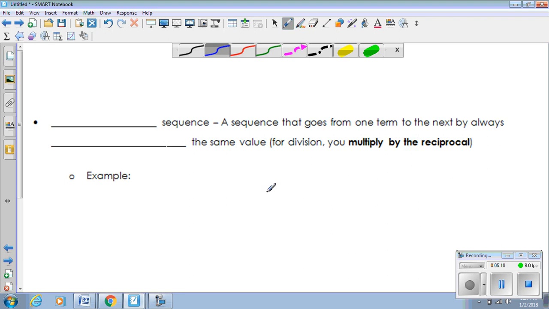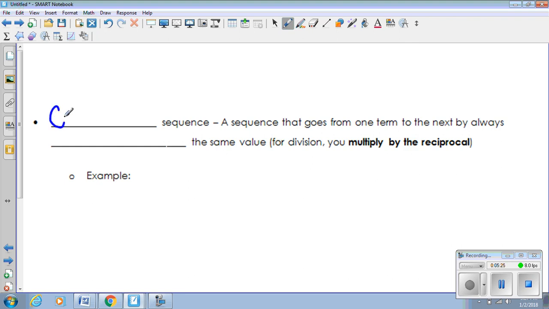Alright, so I told you we were working with two different kinds of sequences, arithmetic and geometric. So this one is obviously going to be your geometric sequence because we just did the arithmetic one. A geometric sequence is working with our other operation, which is going to be multiplying. So a geometric sequence is a sequence that goes from one term to the next by always multiplying the same value. And just like we had something weird with the arithmetic one, adding a negative, this one is a little bit harder because it's got a little bit more going into it, but it's the same essential concept.